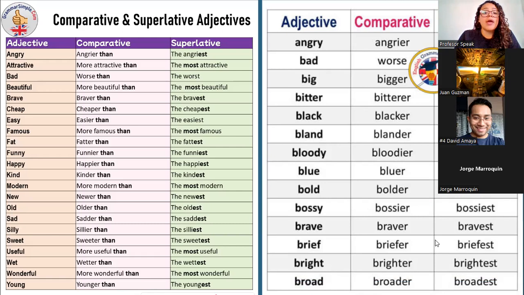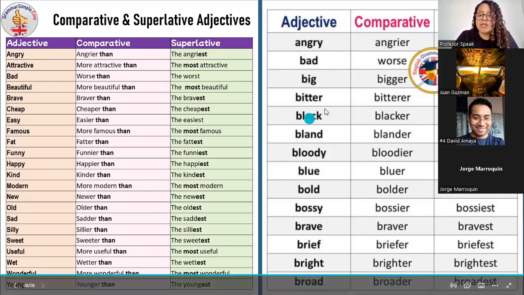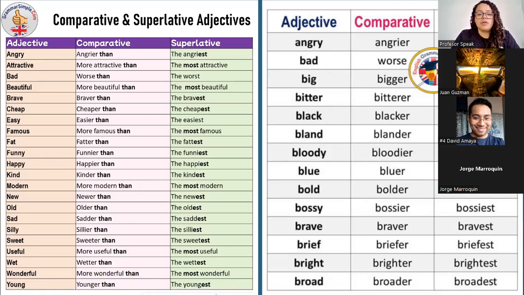Younger. Okay. Careful. When you talk about your sisters or brothers, I've heard people say, my brother is more younger than me. Don't double, okay? Don't use more with adjectives that finish in ER. Not more younger, just younger.